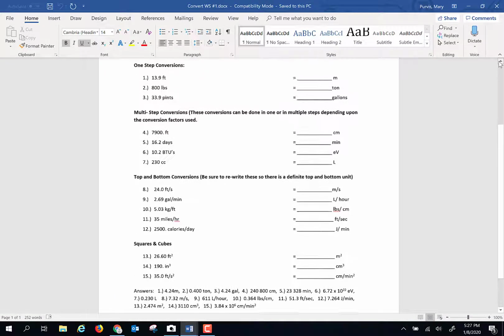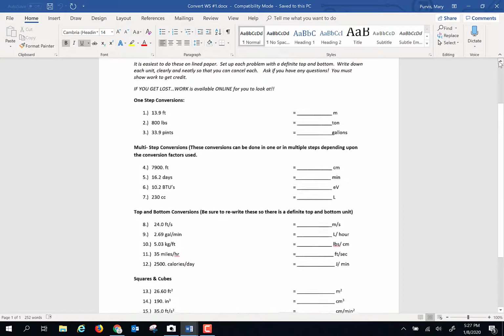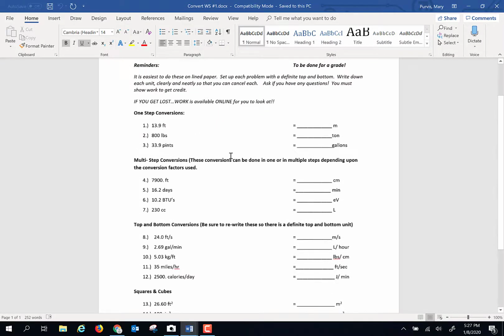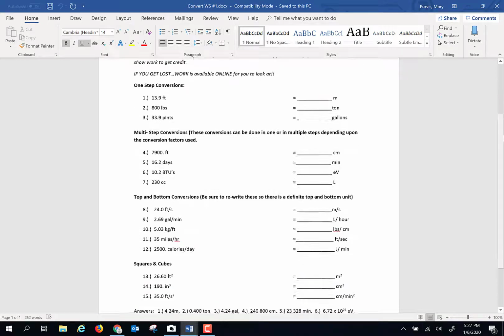These are divided by kinds of conversions. You must show your work. It's easiest to do this on lined paper, so you certainly don't have to fit it in this tiny little space here. And that paper and all of the work must be shown for a grade. Scan it in, submit it via Canvas.